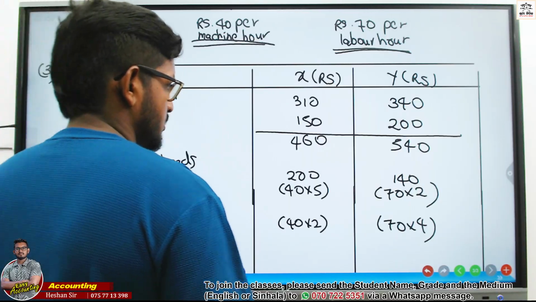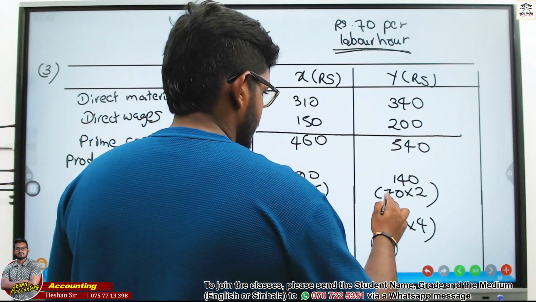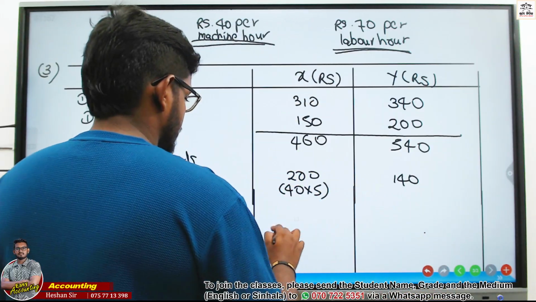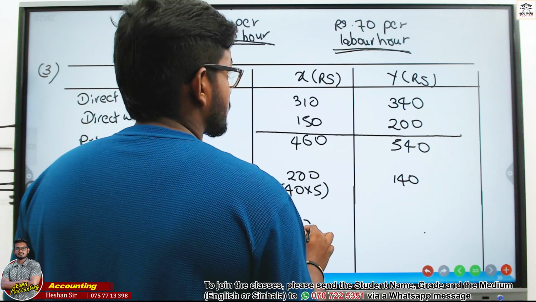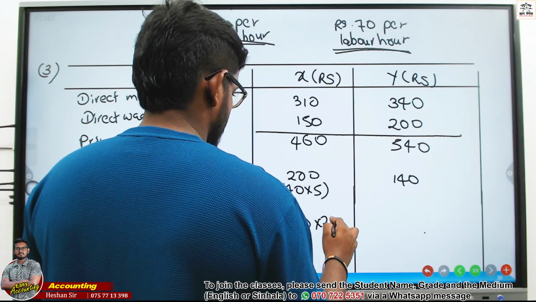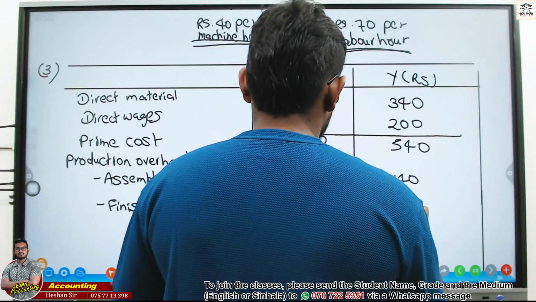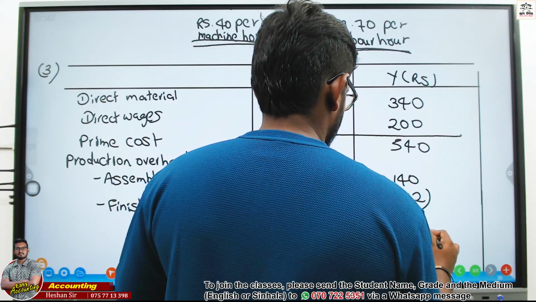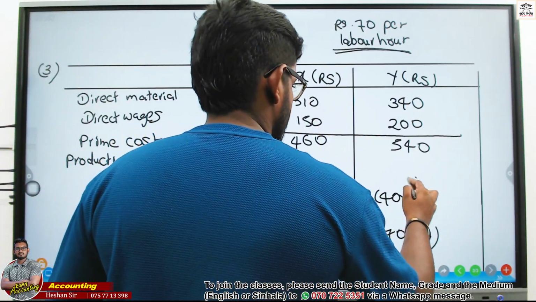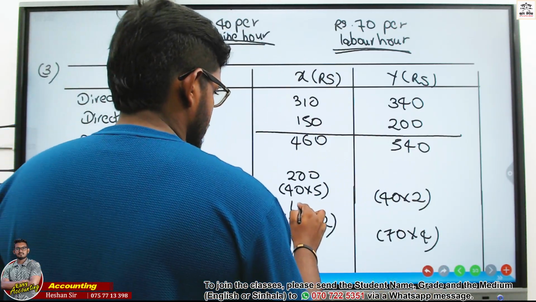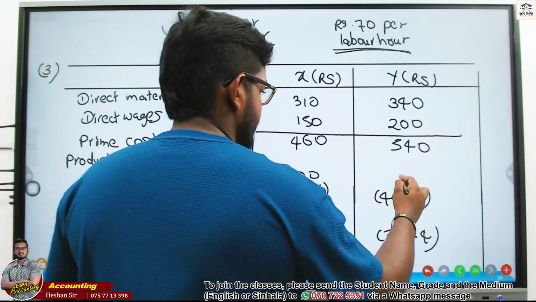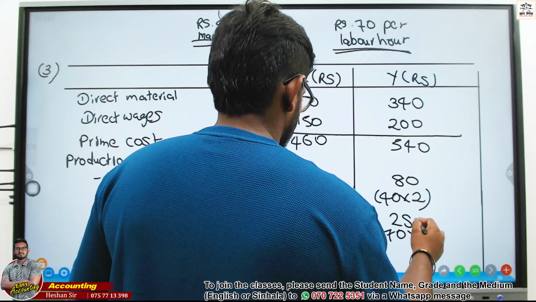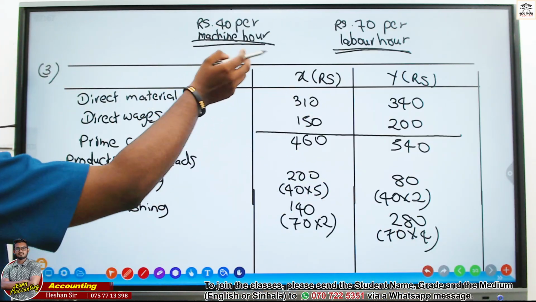The way it was put here is wrong. Here 200. Here 70 into, here 40 multiplied by 2, 70 multiplied by 4. Right? There are 140. Here 80. The products were put wrongly. 280. So you can see assembly and finishing departments, these are two.